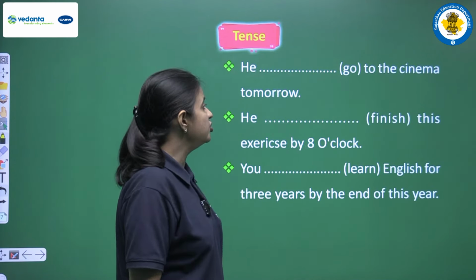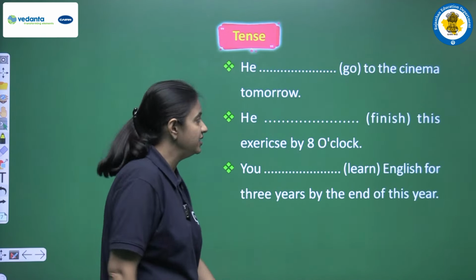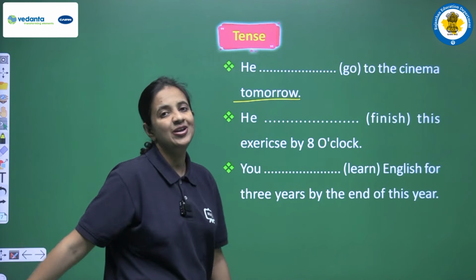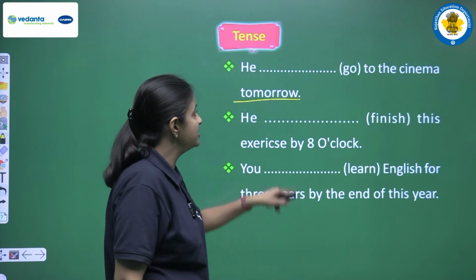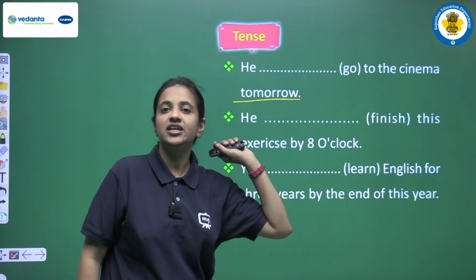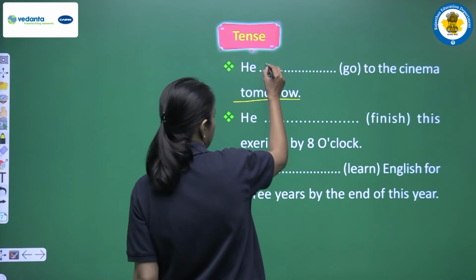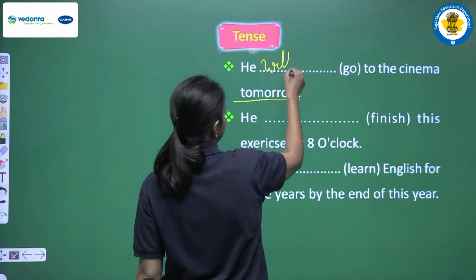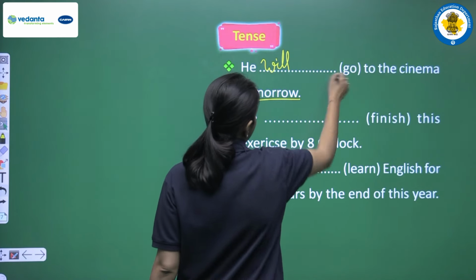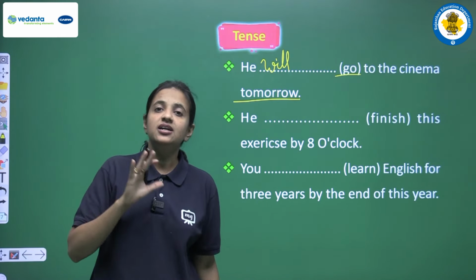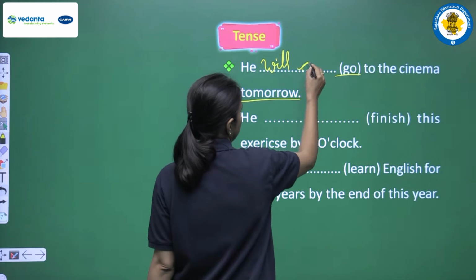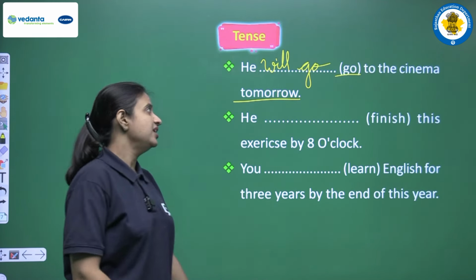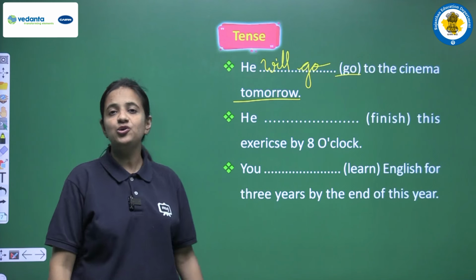Next, he go to the cinema tomorrow. It's a very easy sentence. We are having tomorrow, that is showing future time, so we have to use future simple tense here. As a subject we are having he, so for he we have to use will. First of all, helping verb. Now talking about the main verb, we are having go. So in the future simple tense we have to use first form of the main verb, so we will write go here and the sentence will be he will go to the cinema tomorrow.